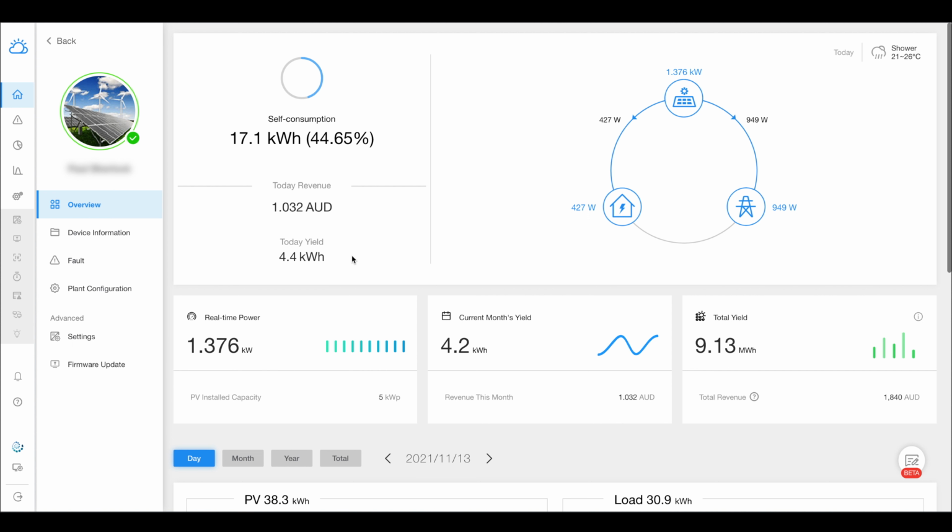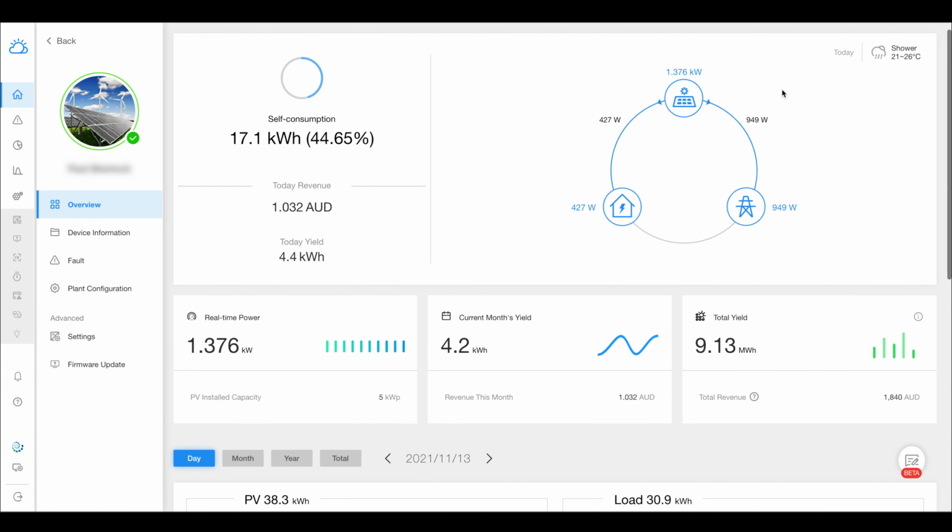Checking the today yield is best done at about 5 o'clock in the afternoon at sundown. This will tell you exactly how much your solar has produced for the day. The power flow on the right hand side of the screen is going to show you exactly where the power is going from what your solar is producing for you.